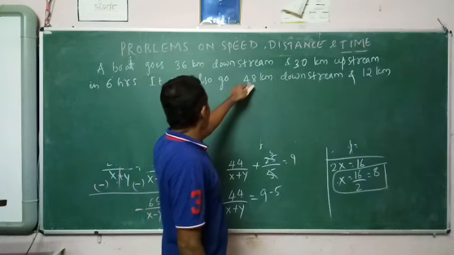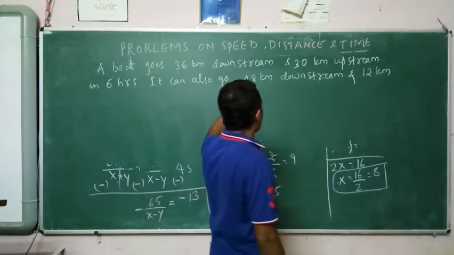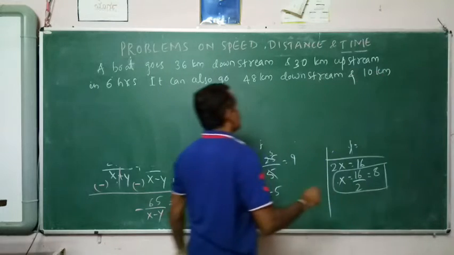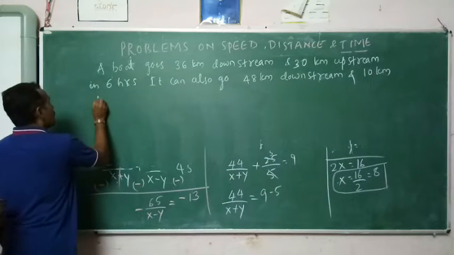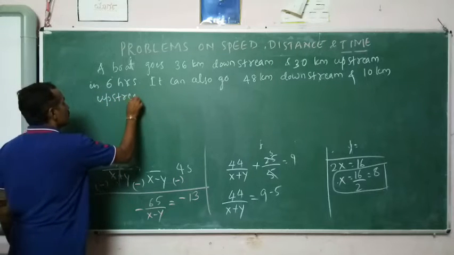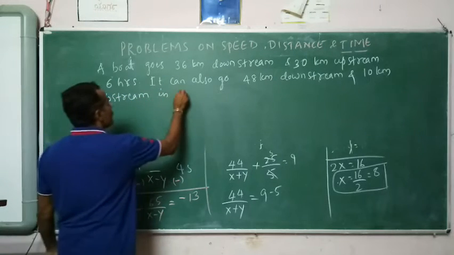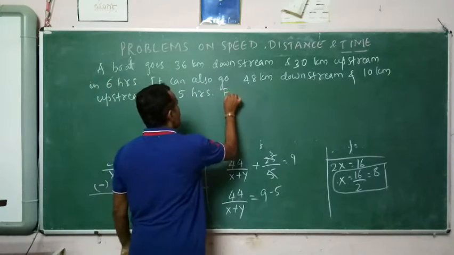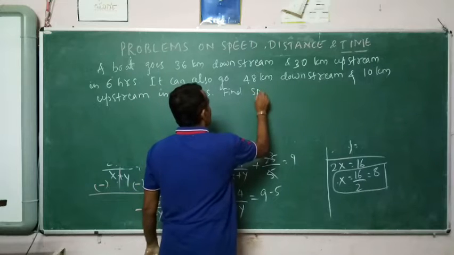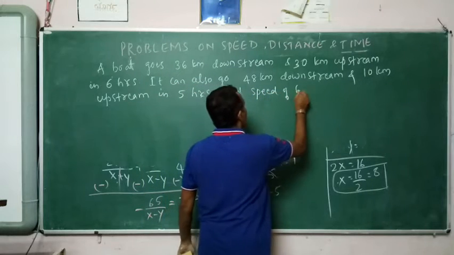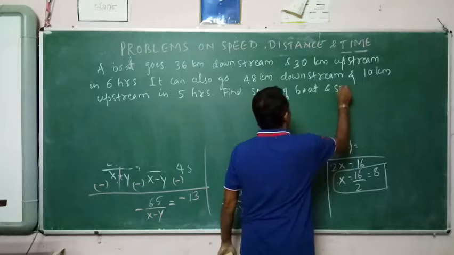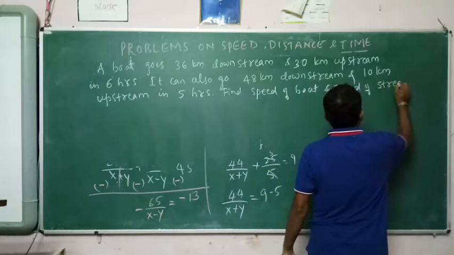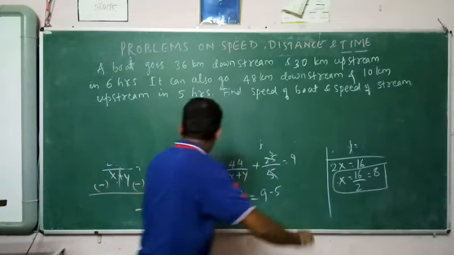It can also go 48 kilometer downstream and 10 kilometer upstream in 5 hours. Find the speed of the boat and the speed of the stream.